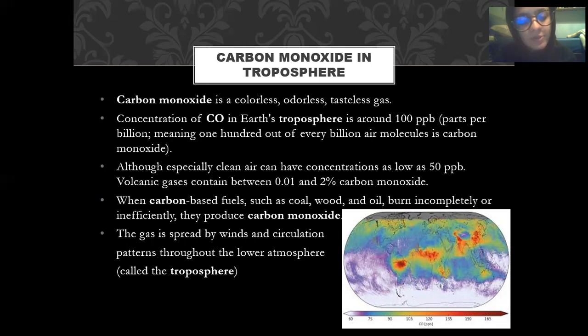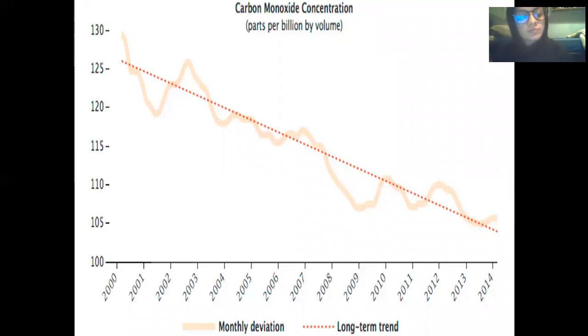Especially clean air has concentrations as low as that, while volcanic gas contains 0.01 to 2% carbon monoxide. Where carbon-based fuels such as coal, wood, and oil burn incompletely or inefficiently, they produce carbon monoxide. The gas is spread by wind and circulation patterns throughout the lowest layer, called the troposphere. Here is a monthly derivation and long-term trend from 2000 to 2014, with about 125 parts per billion measured.